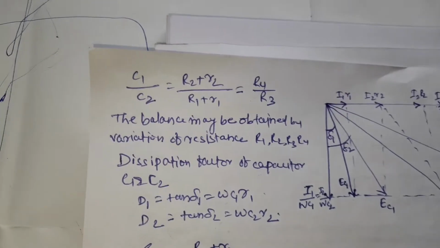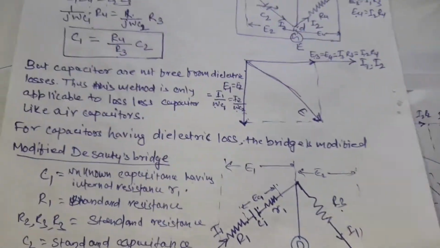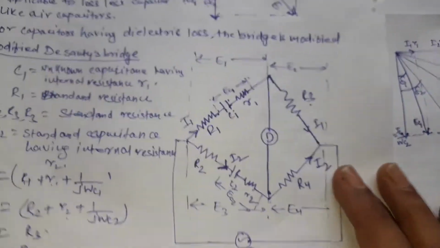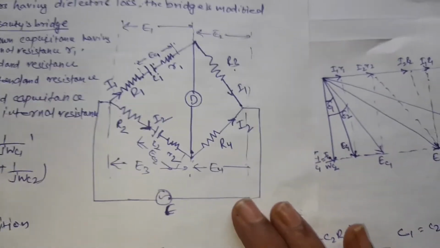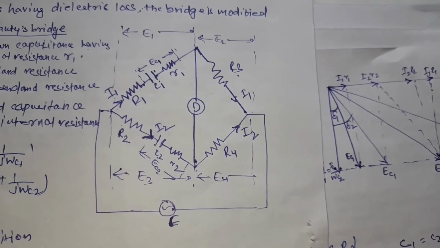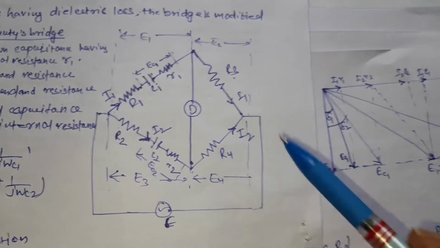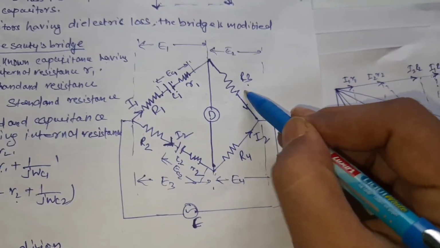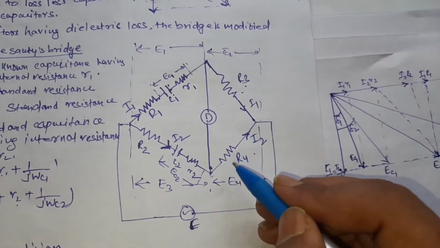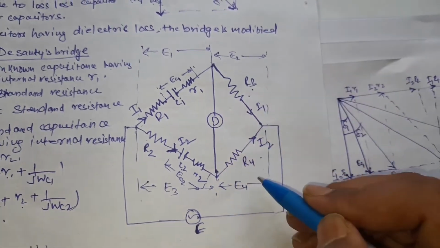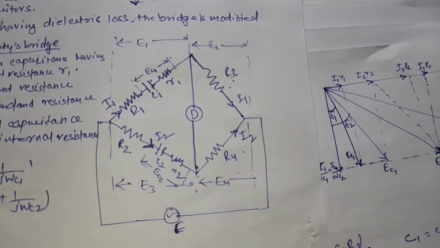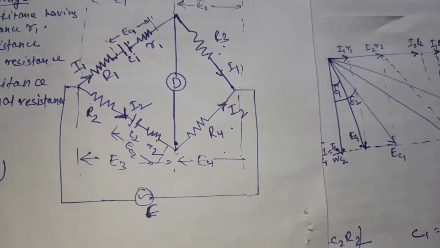Again, we have to discuss the phasor diagram, how the phasor diagram is drawn for the modified de Sauty bridge. First, the voltage drop across R3 and the voltage drop across R4 are the same, because at balance condition E3 is equal to E4. So I1 and I2 are in the same phase, and we first draw I1 and I2.